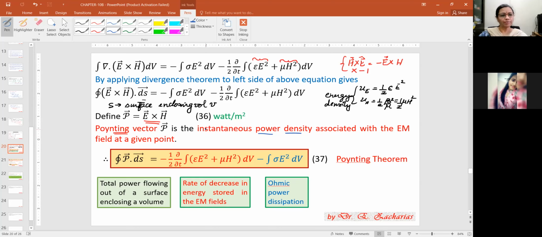What is the unit of power? Power is watt, and we are talking of power density. So it's actually power radiating per unit surface area. It is power radiating, instantaneous power radiating per unit area. That therefore the unit will be watts per meter square. And what is this energy associated with? This is the energy associated with electromagnetic field. Any doubts on this? Anyone?